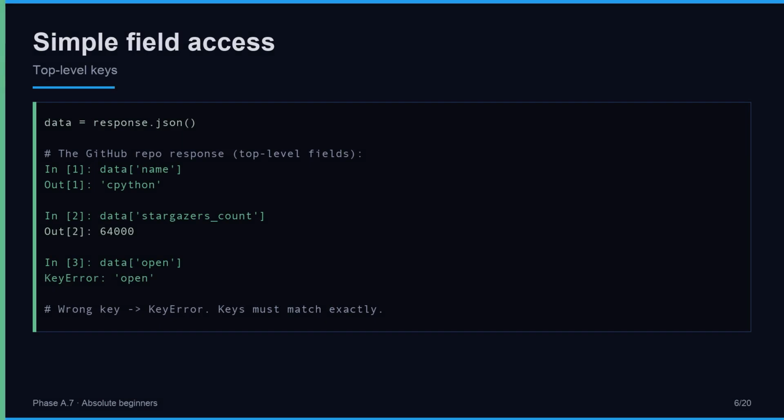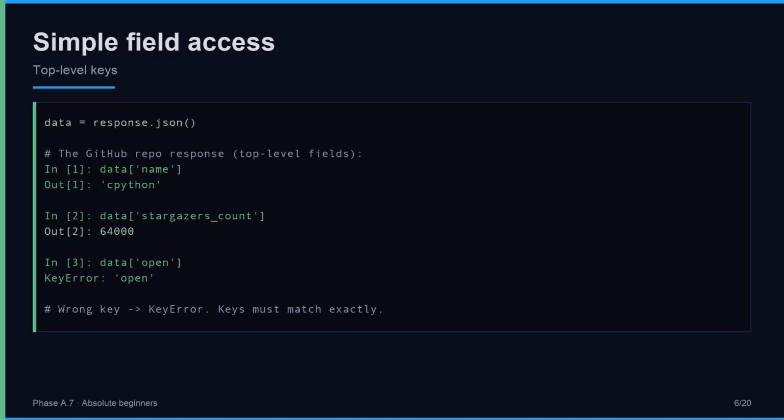Start with simple access. When the response is a flat dictionary, you read top-level keys directly with square brackets. Data square brackets name gives Python. Data square brackets stargazers_count gives 64,000. But if you ask for a key that does not exist, like data square brackets open, Python raises KeyError. Keys must match exactly, including underscores and capitalization.